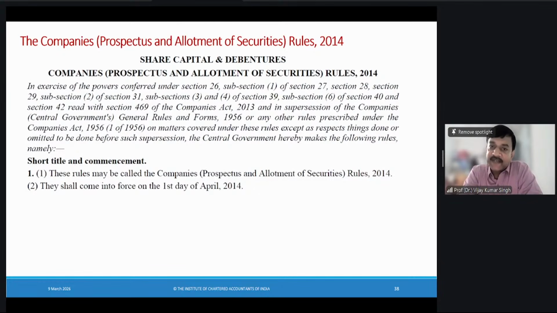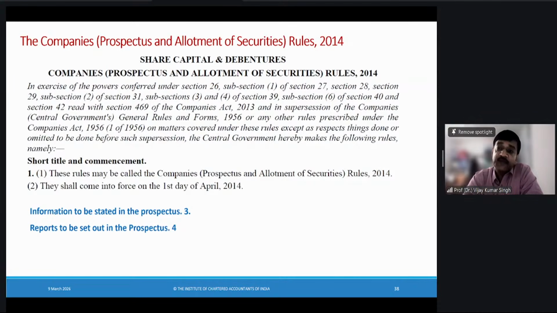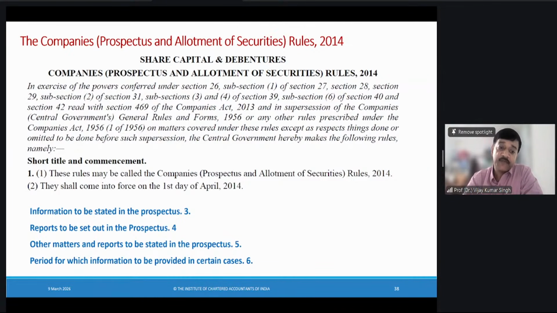That is the Companies (Prospectus and Allotment of Securities) Rules, 2014, right? And these are referred to as the Prospectus and Allotment of Securities Rules of 2014. Some examples I can give you: information to be stated in the prospectus is given in Rule 3. Reports to be set out in the prospectus is given in Rule 4. Then other matters and reports to be stated in the prospectus is Rule 5. And the period for which information is to be provided in certain cases is Rule 6. So these are the different rules which provide in detail what should be there.